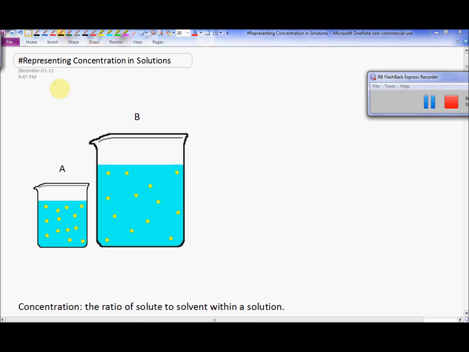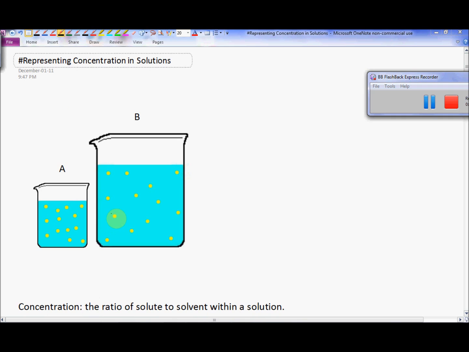Representing concentrations in solutions. So the last time we were together, we were talking about concentrations, we were talking about solutions, we talked about what the meaning of concentration is, and basically the meaning is we're talking about the ratio of solute to solvent within a solution.